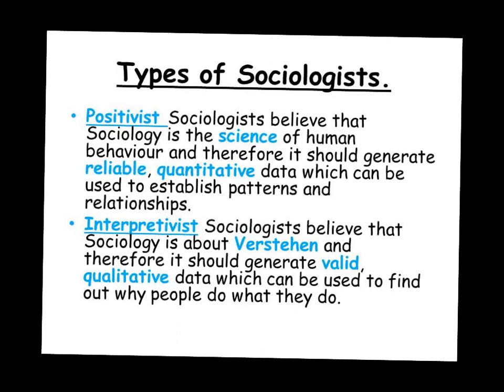Interpretivists think that they're wrong. They believe that the aim of sociology should be Verstehen. Verstehen, which is this word here, is a German word which means understanding. So therefore, sociology should be about the generation of qualitative and valid data that can be used to find out why people do what they do.